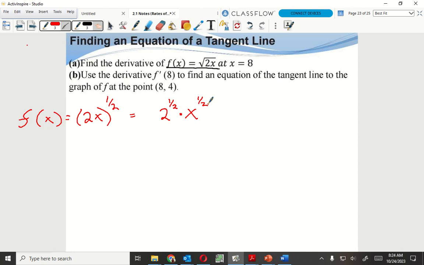Now, let's go to what we did on Friday, that crazy rule, the witchcraft, the voodoo, to take a derivative. What do I do with the exponent? Multiply it out the front, right? So I take it and multiply it out front. So it's going to be this 2 to the 1/2 times 1/2.